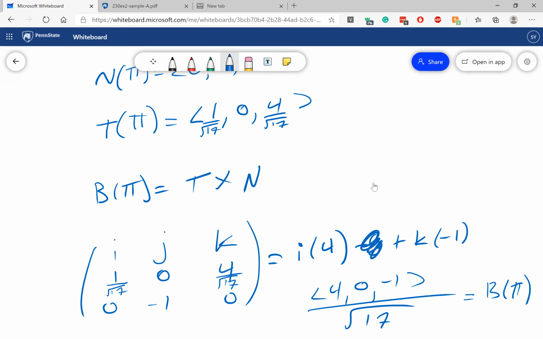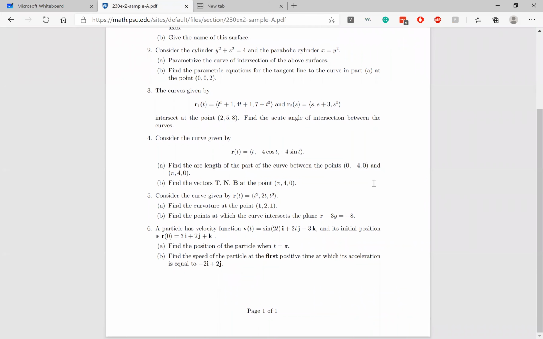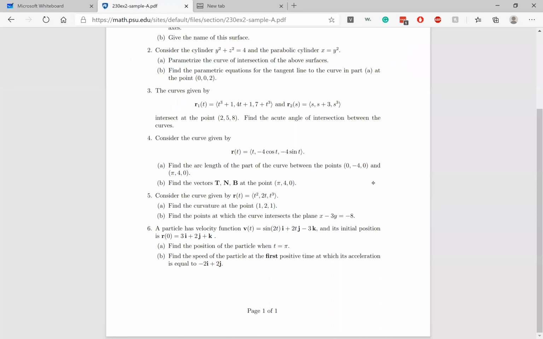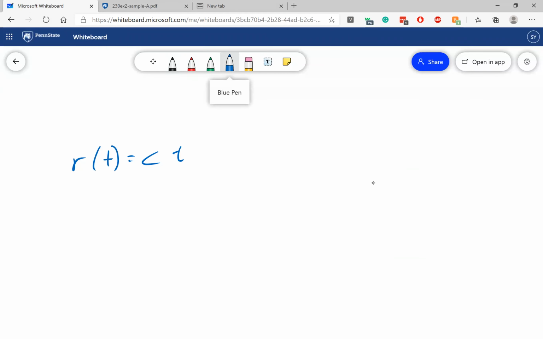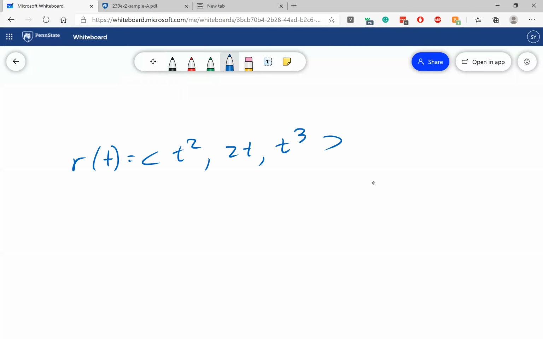Okay, so let's continue. Consider the curve given by this: find the curvature at this point, and find the point at which the curve intersects that plane. So r of t is equal to t squared, 2t, and t cubed. We want to find the curvature at (1, 2, 1).